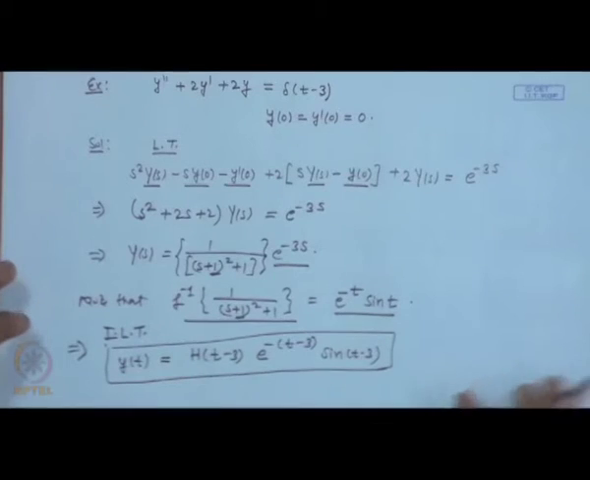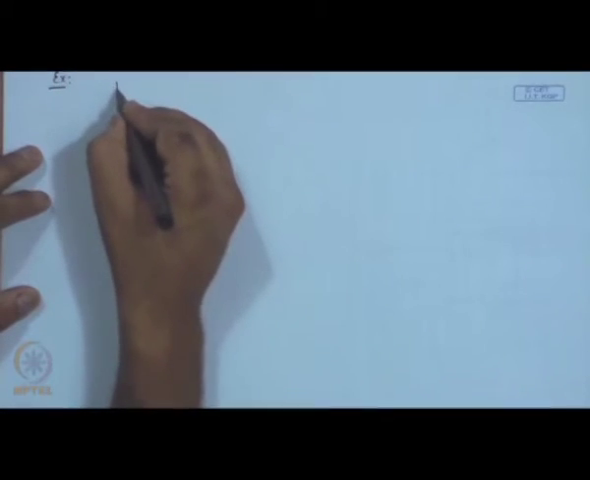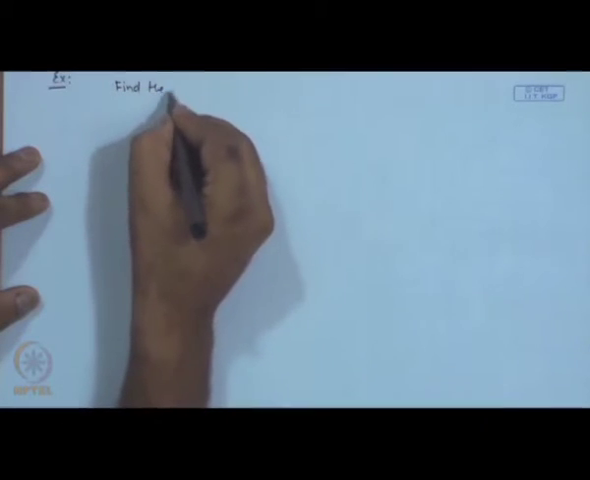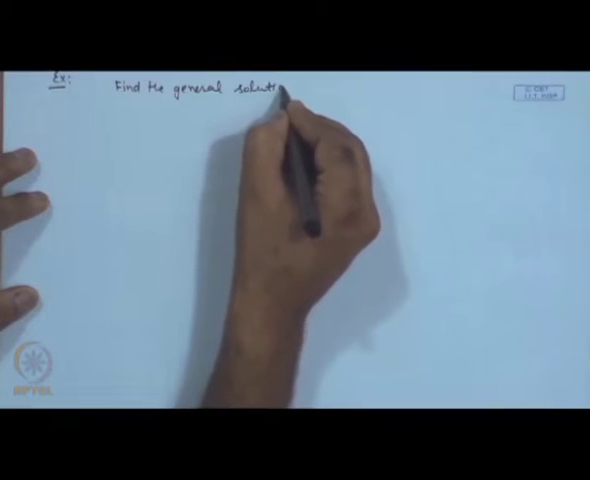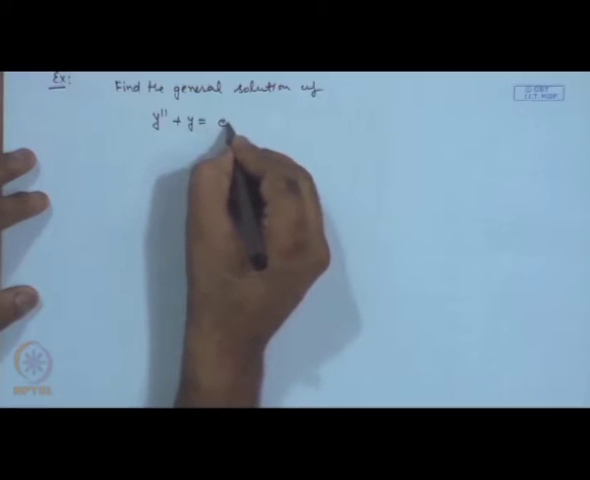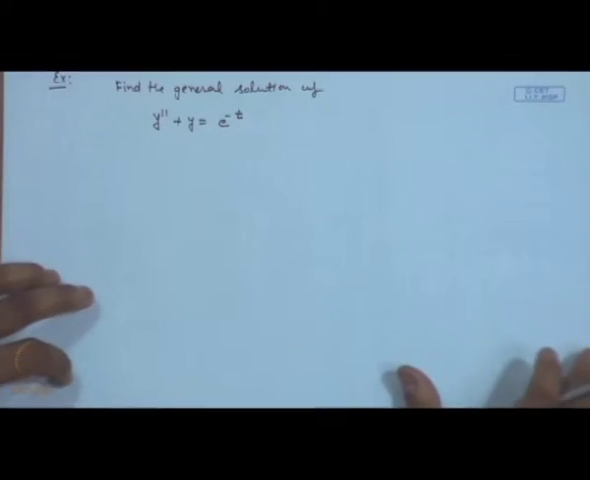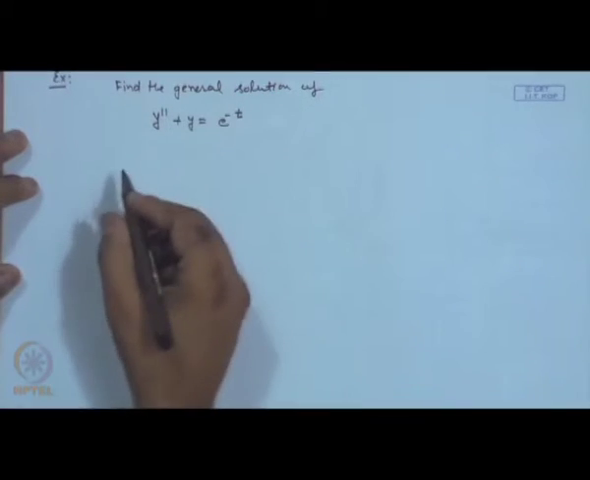So, these were the examples of initial value problems, and now we will go for when the initial conditions are not given. In that case also we can get the general solution. For example, we take this: find the general solution of y double prime plus y equals e to the power minus t. No initial conditions are supplied here, so we have to get the general solution now.